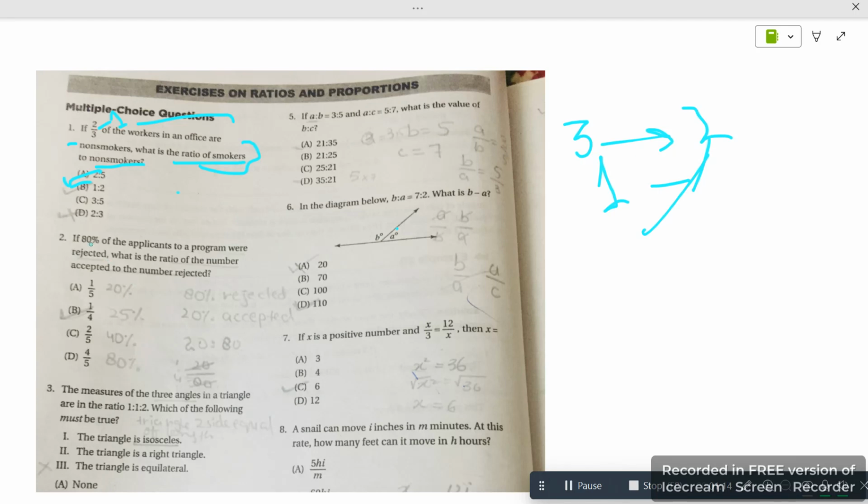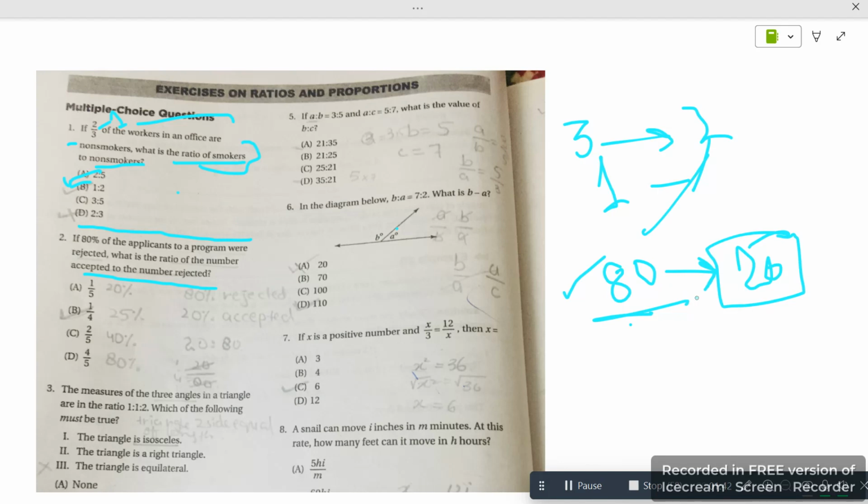Okay, second question: if 80% of the applicants to a program were rejected, what's the ratio of the number which would be accepted to the number which are rejected? If 80% is rejected, this means 20% is remaining. So 80 are rejected, which means we can say 20 have been selected or passed.